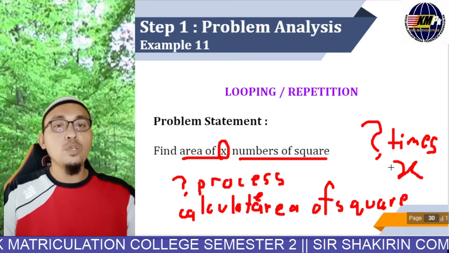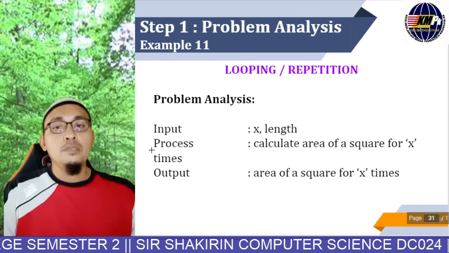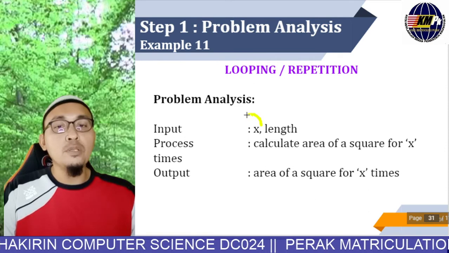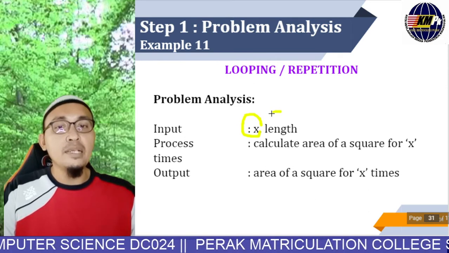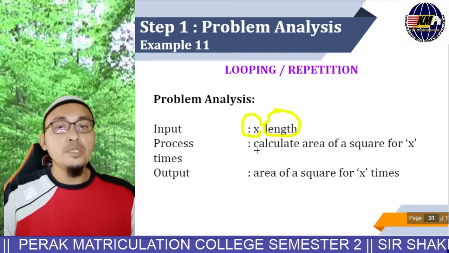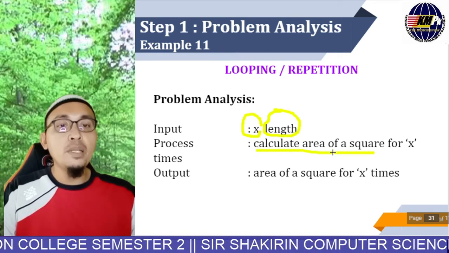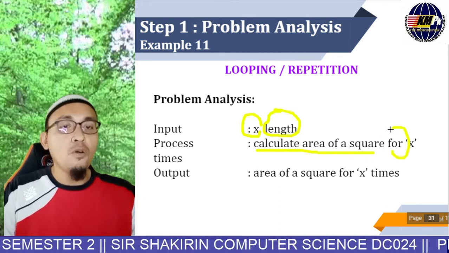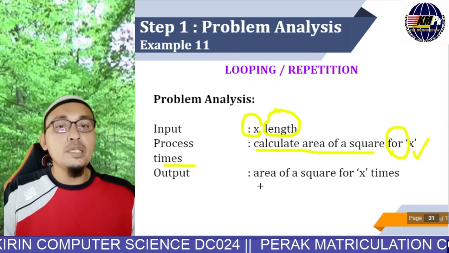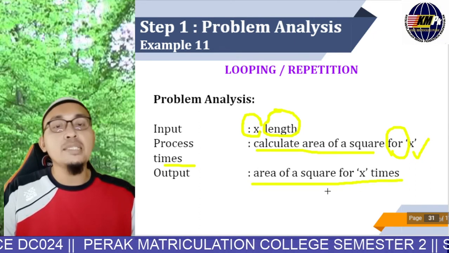That's why we look at the input, process, and output. The input here shows that we need to input x and length. And then the single process is to calculate area of square. But how many times? x times. And the output is area of a square x times.